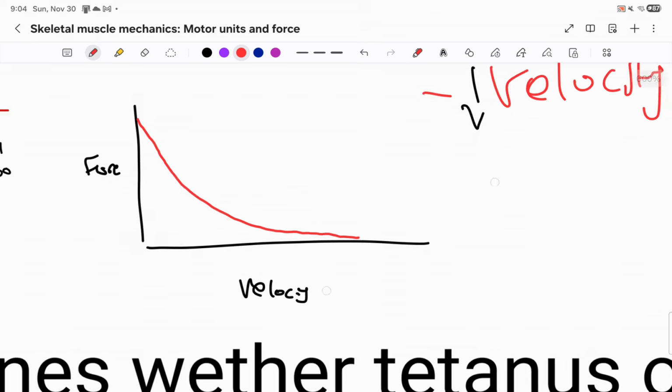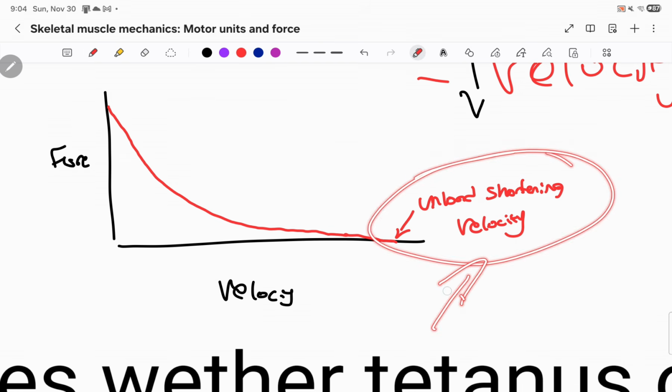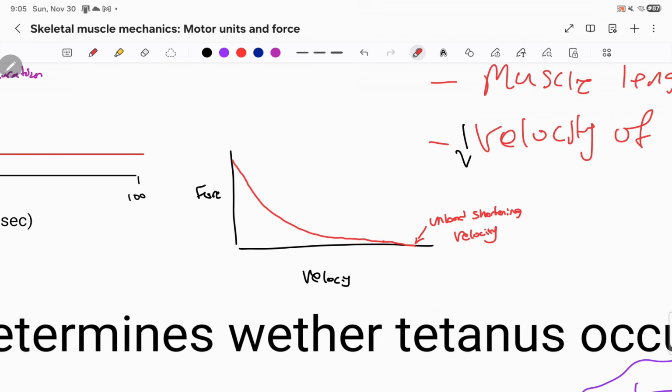And of course, you eventually reach a point where you have this, and that's oftentimes called the unloaded shortening velocity. Okay? Unloaded shortening velocity. And you don't really have too much to worry about with this. This is more of a lab concept than it is something that actually occurs in humans. What I do want you to understand, though, is that this graph is a little misleading, in that it's only telling a part of the story.